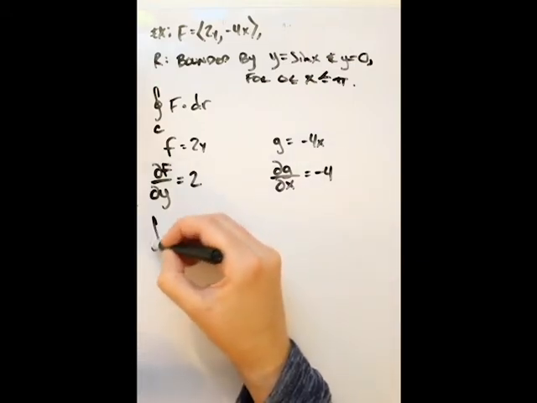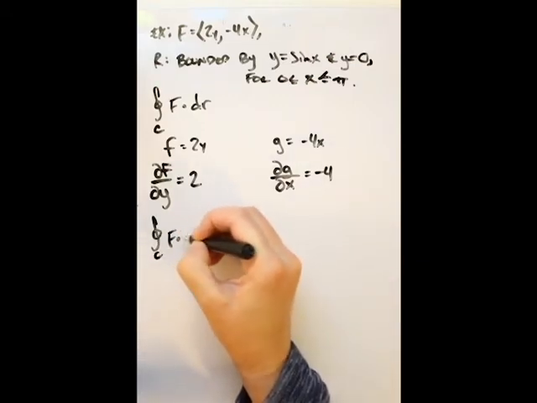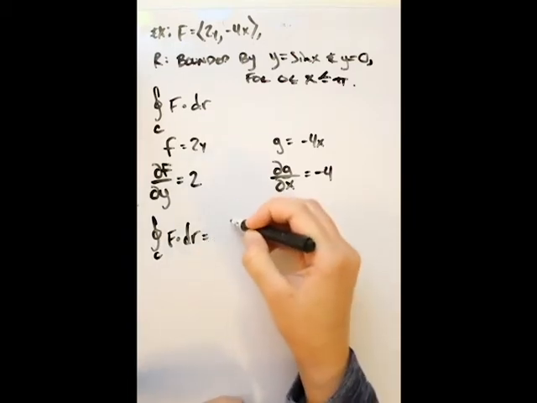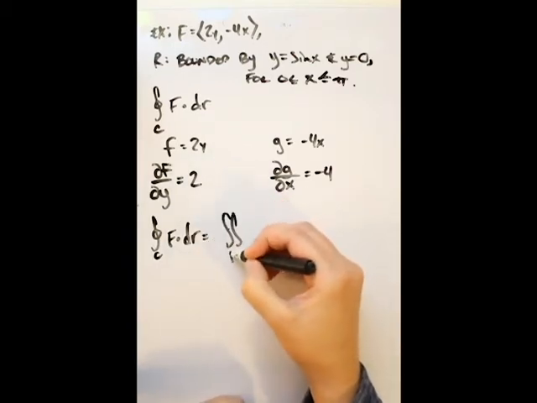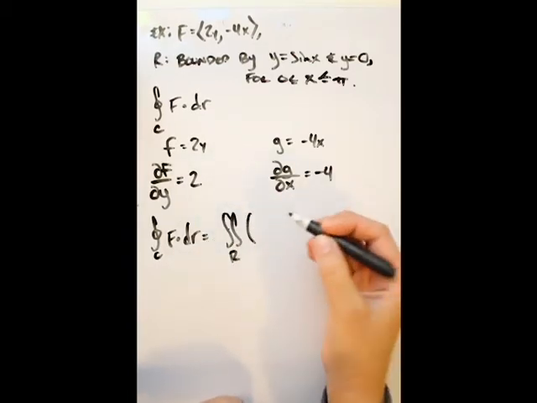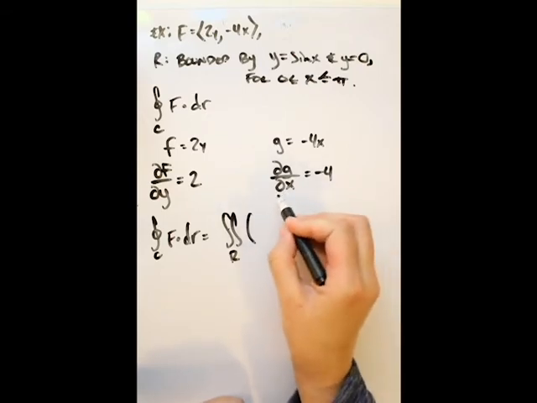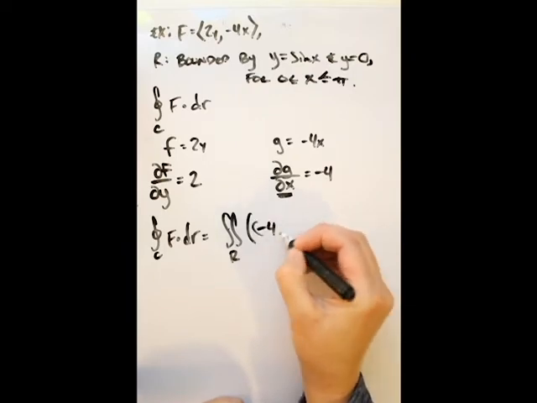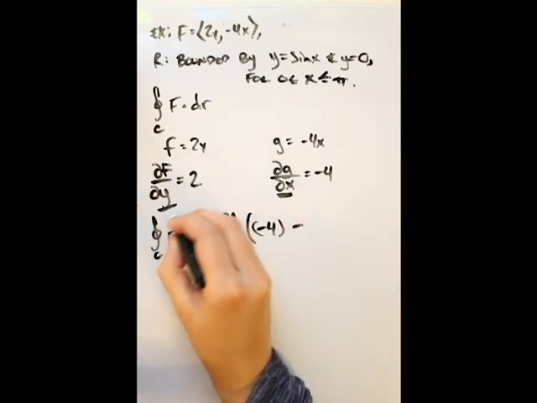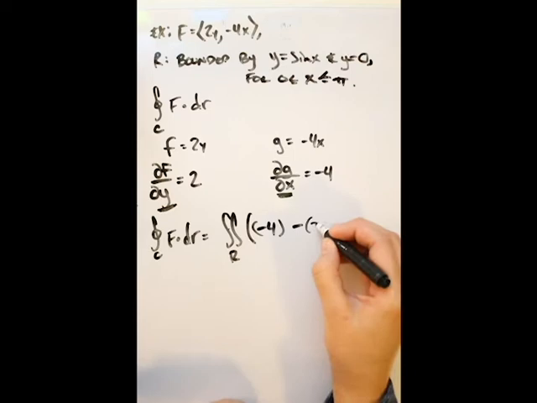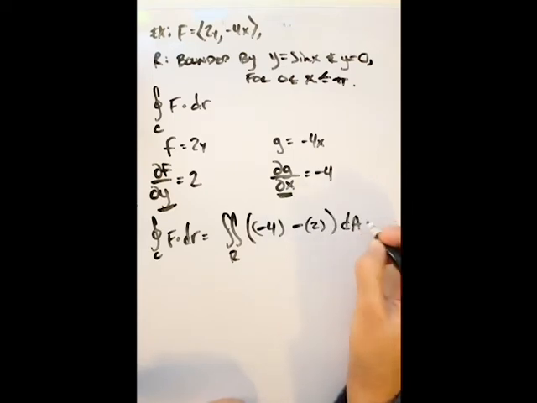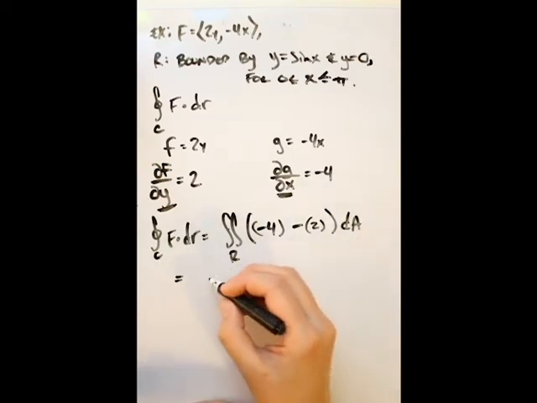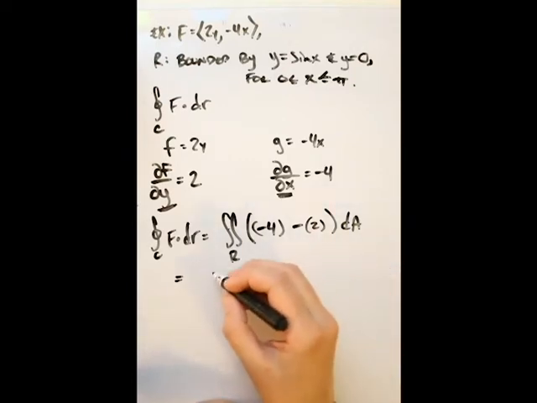Our line integral F dot dr, by Green's theorem, is the same as the double integral over R of the partial derivative of g with respect to x minus the partial derivative of f with respect to y, dA. If we simplify the integrand, it's just negative 6.